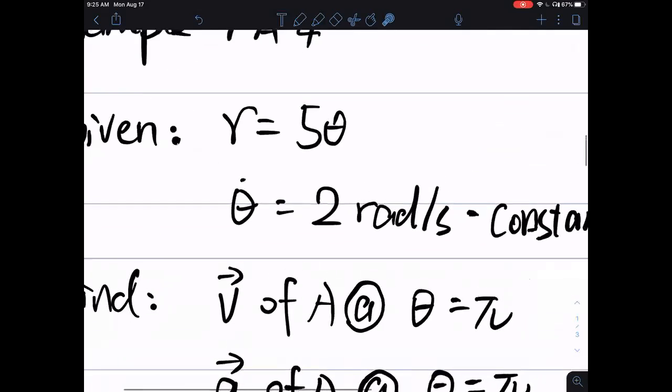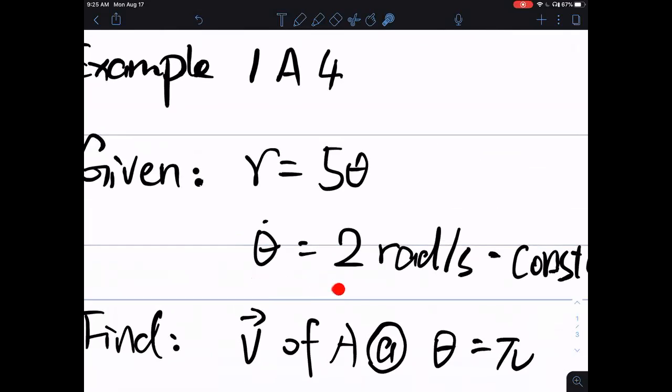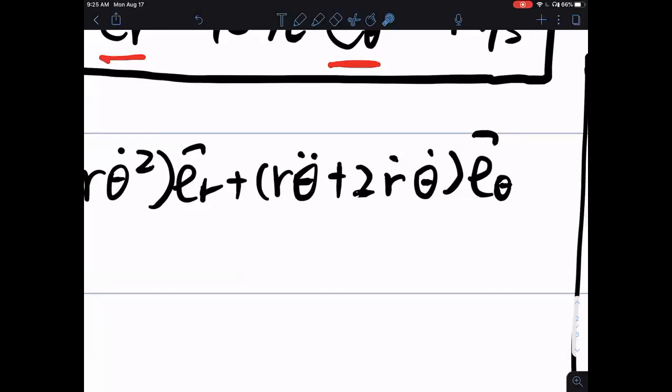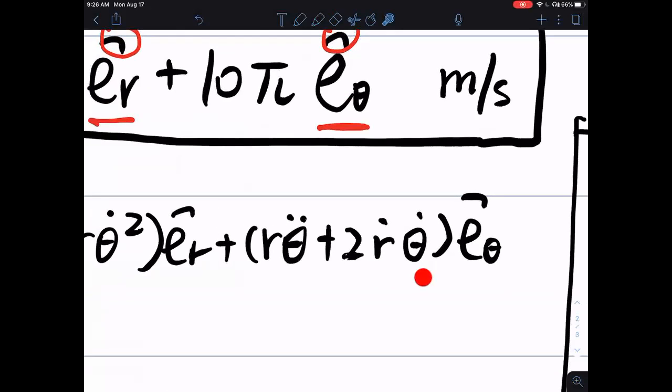Let's go back to the given condition. Theta dot is 2 radians per second and it's constant. What is theta double dot? I hear some answers. 0, yes, that's right. If you take the derivative of a constant, you get 0, right? So r double dot is 0. And we have 2 r dot. We don't know r dot directly, but we just did the practice on r dot. And theta dot is given.